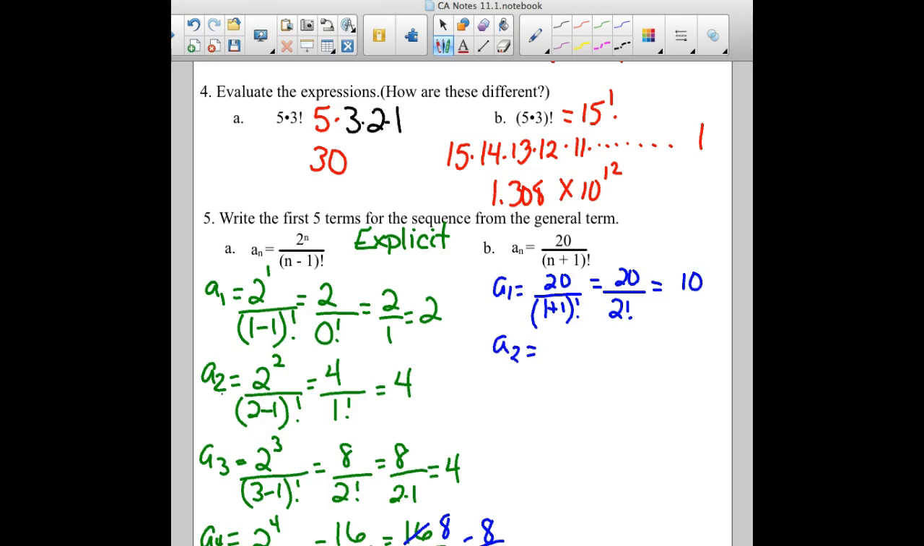A sub 2 is going to be 20 divided by 2 plus 1 quantity factorial. So 20 divided by 3 factorial. 3 factorial means 3 times 2 times 1, or 6, and we end up with 10/3. Sorry, 20 divided by 6, not 30 divided by 6.